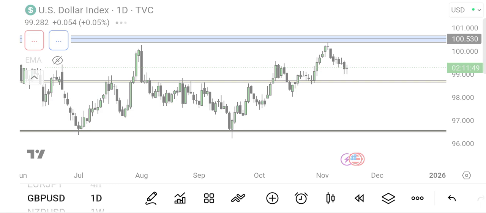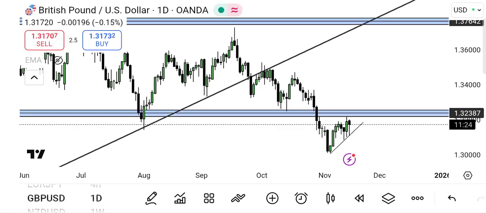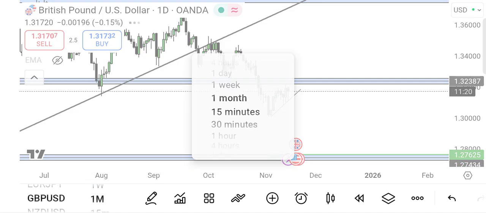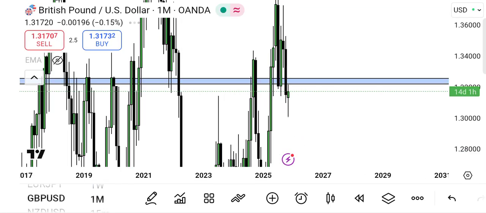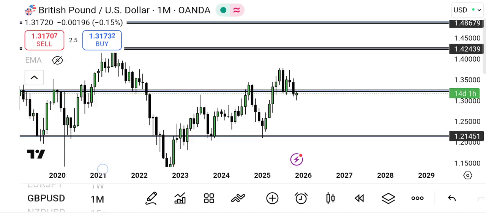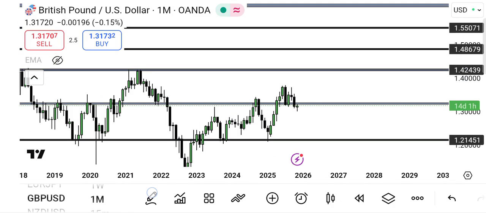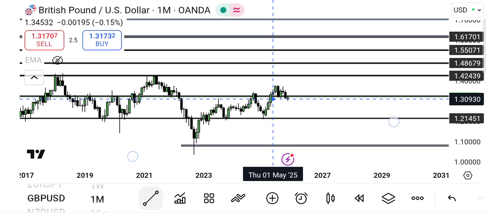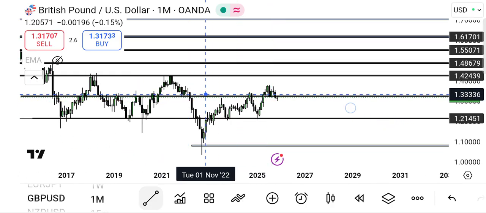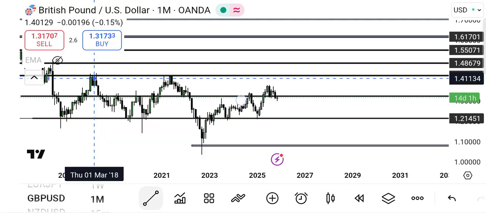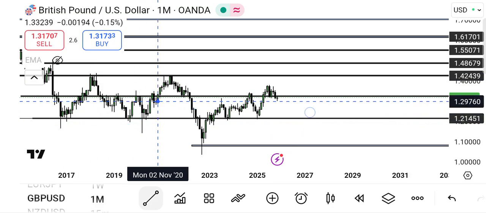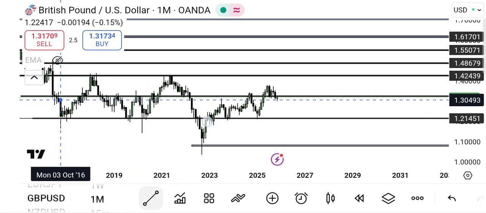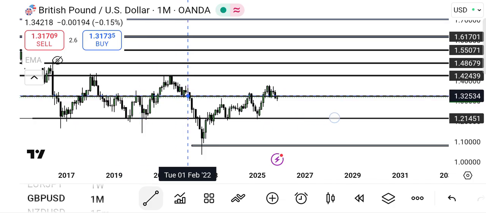On the GBP USD, what can I see? Very good. On the GBP USD, using the top-down analysis, what can we see? Please look very well. Now you can see market created a double top at this point here, pulled back down, went back here, pulled back down. So since 2016, market has been ranged in this zone.